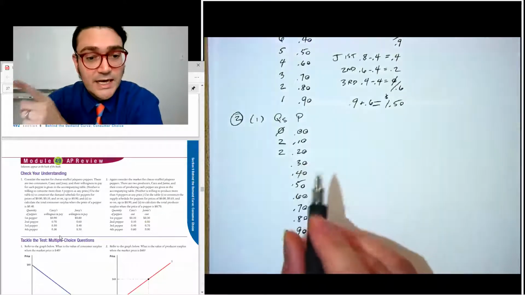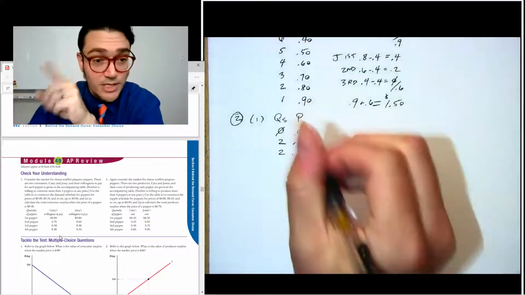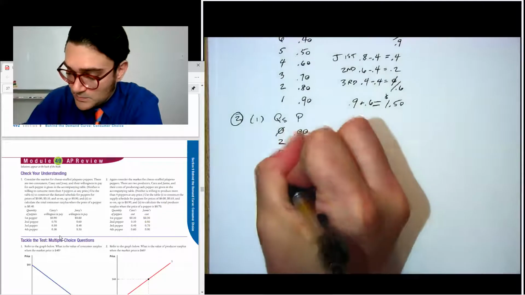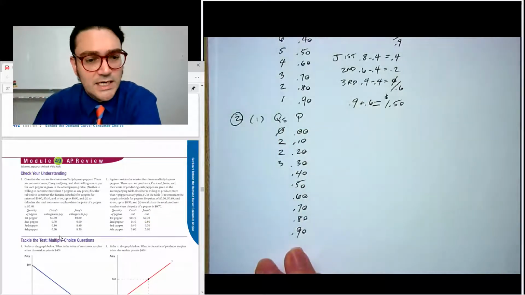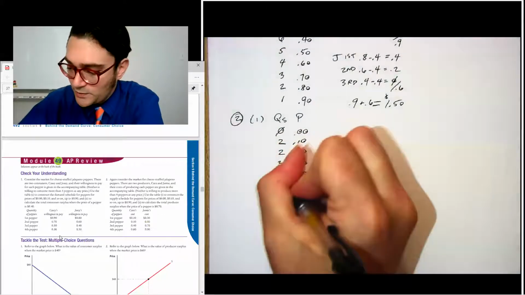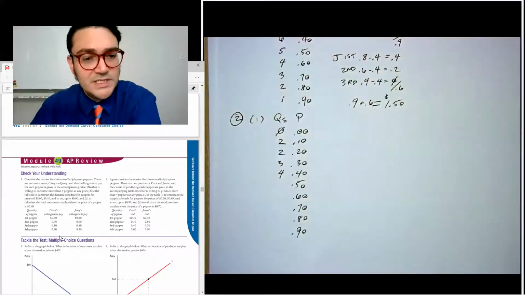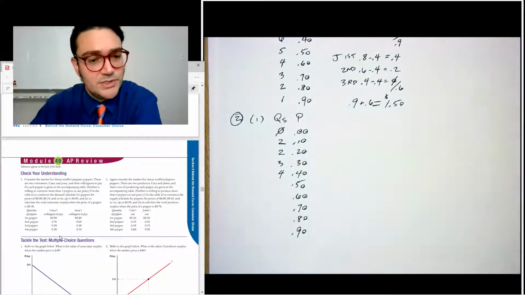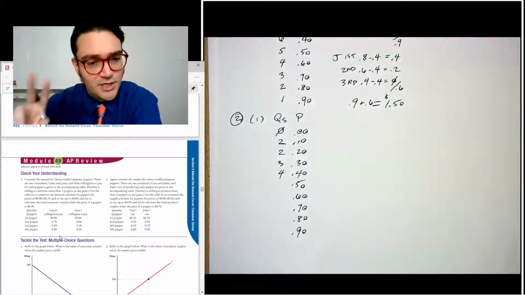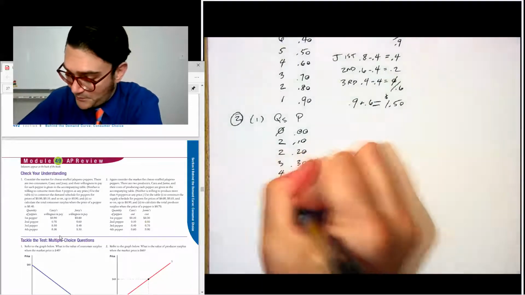So Jamie has 1 pepper and Kara has 2, so a total of 3. At 40 cents, Kara comes in with her third pepper. Jamie still has 1, so now we're at 4. At 50 cents, Kara is still at 3 peppers because her fourth pepper costs her 60 cents. So 3, and then Jamie is doing 2, so that's 5.